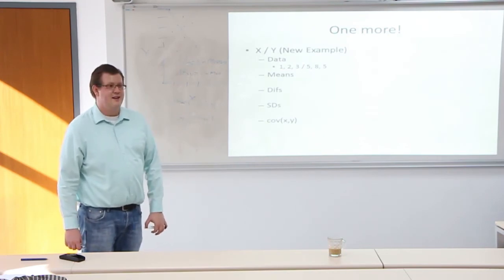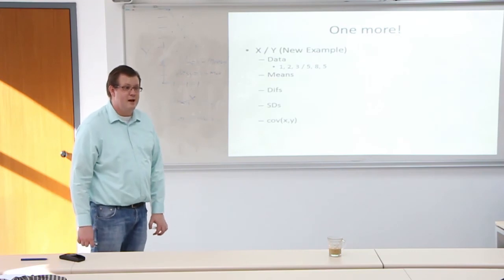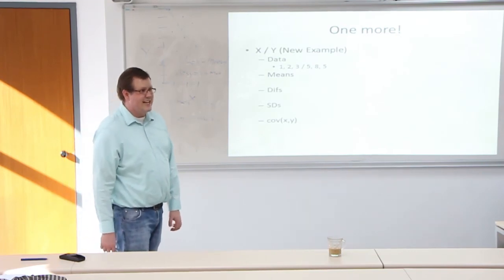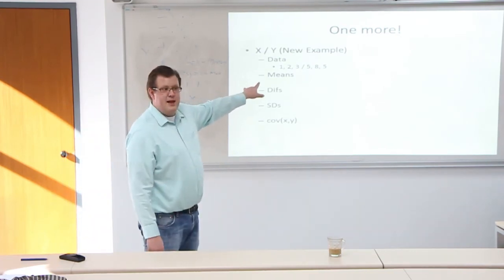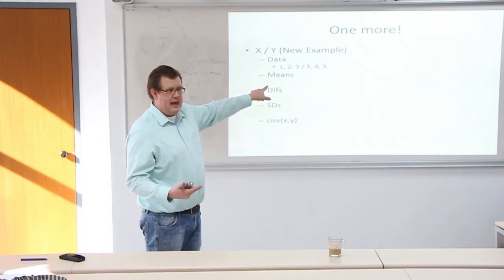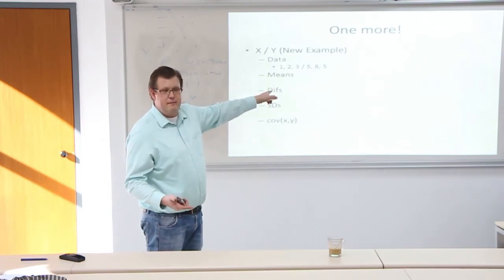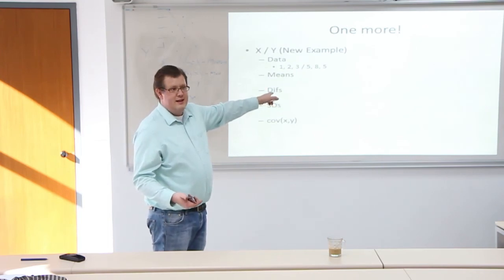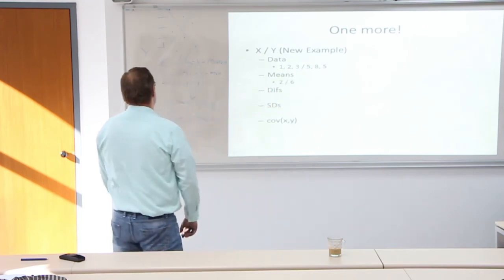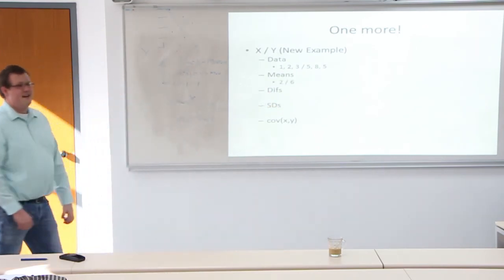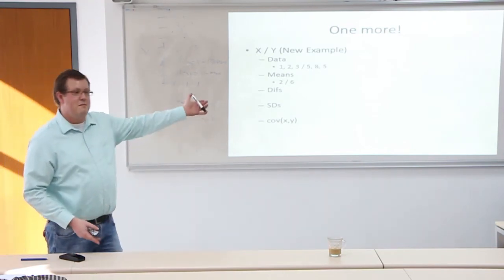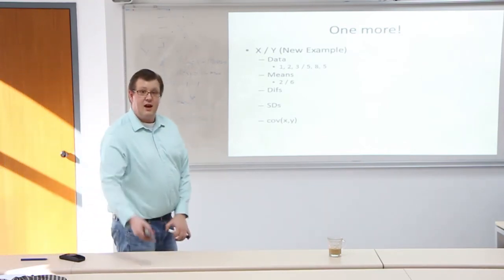6, 9, 6 point something? It's 6. 5 plus 5 is 10. Plus 8, it's 18. Divided by 3, that's 6. So 2 and 6. Don't feel embarrassed. I mess up simple stuff like this on YouTube.